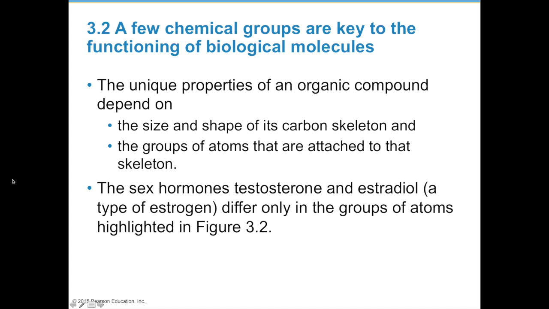All right, so looking here, the unique properties of an organic compound depend on the size and shape and the groups of atoms that are attached to the skeleton, the main aspect of the molecule. Kind of going along with what I said before, structure follows function. If it has a different structure, it's going to have a different function. What we want to look at here is comparing 2 things: sex hormones, testosterone and estradiol. Estradiol, think of that as a more concentrated form of estrogen. They differ only in the groups of atoms highlighted in figure 3.2. So let's look.